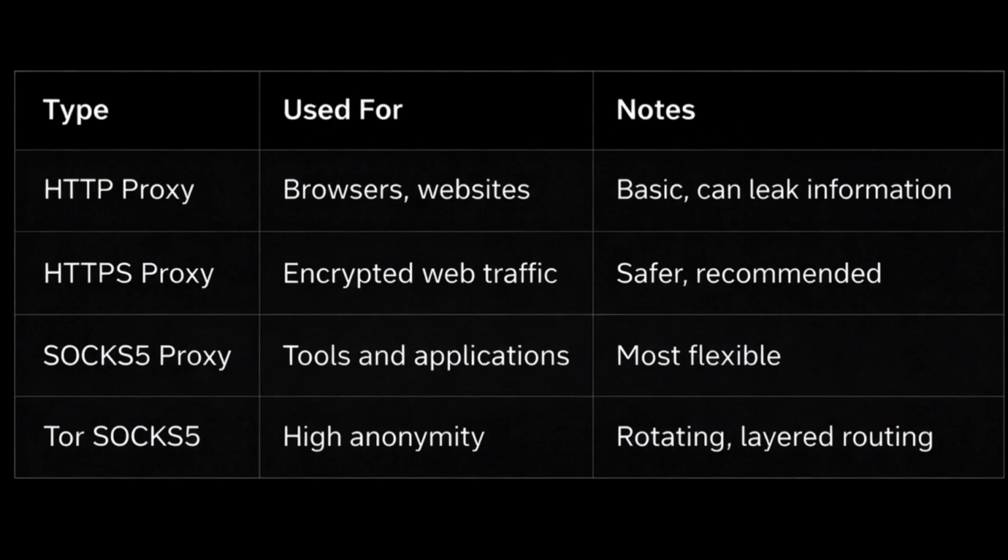SOCKS 5 proxy. This one is the most flexible. It works with browsers, apps, tools, scanners, basically anything. That's why SOCKS 5 is considered the best option for hacking and operational security. Tor, SOCKS 5. This one gives deep anonymity because it routes your traffic through multiple encrypted Tor relays. It's rotating, layered, and extremely hard to trace back. Perfect when you need strong anonymity.